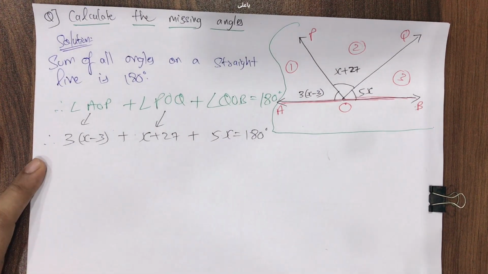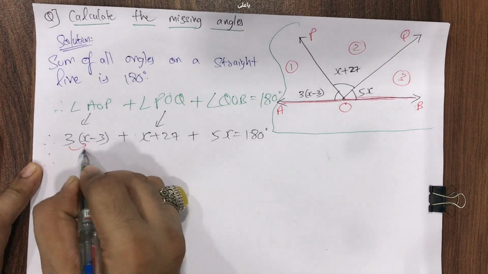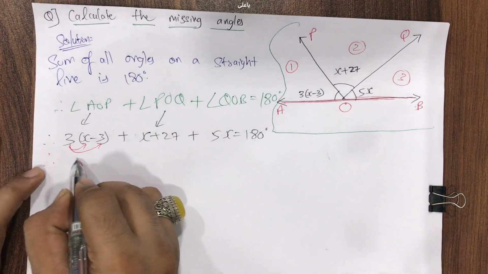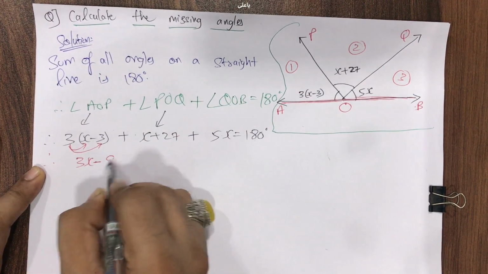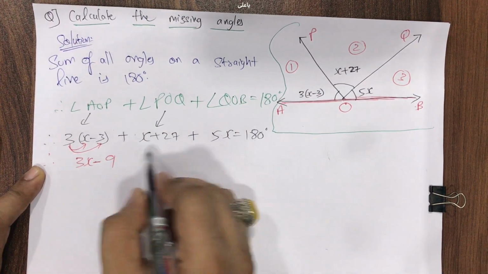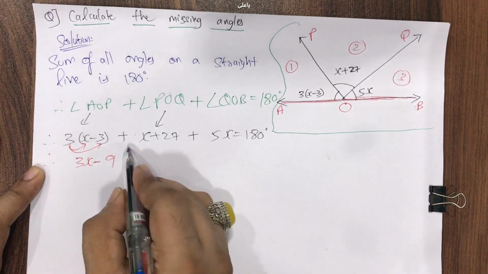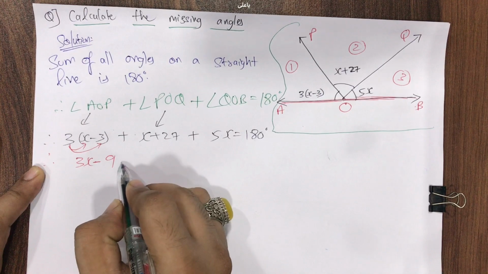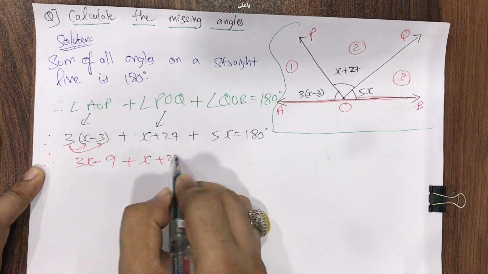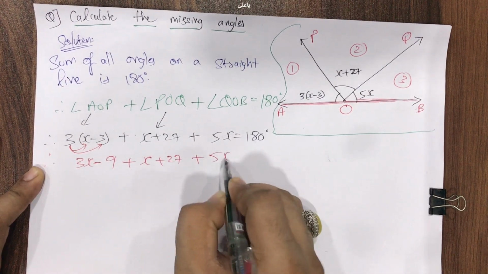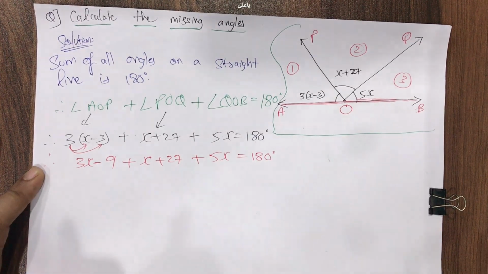Okay. Now let's open up the bracket. 3 will multiply with this, 3 will be multiplied with this. So 3x minus 3 3s are 9. I can solve a little bit over here, but let it be. I'll just copy and in the next step I'll solve. Plus x plus 27 as it is copied, plus 5x is equal to 180 degrees.